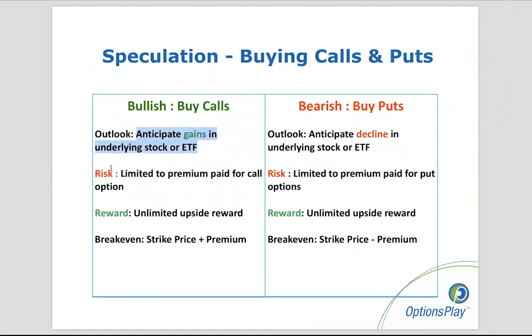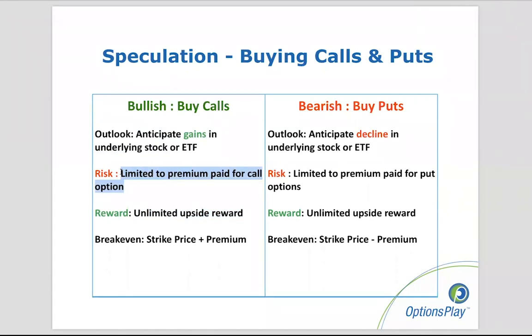The risk of buying a call is limited to the premium that you paid for the call option. The cost of that call option is what we call the premium. And the amount that you pay for that call option is the most that you can risk. Similar to when you buy a stock: if you buy 1 share of a stock that costs $100, the most you can lose is that $100. Same thing with buying calls and puts. Your reward is actually unlimited upside. And this is really the attractive piece about options for a lot of people, the ability to take unlimited upside reward, but have limited risk on the downside.